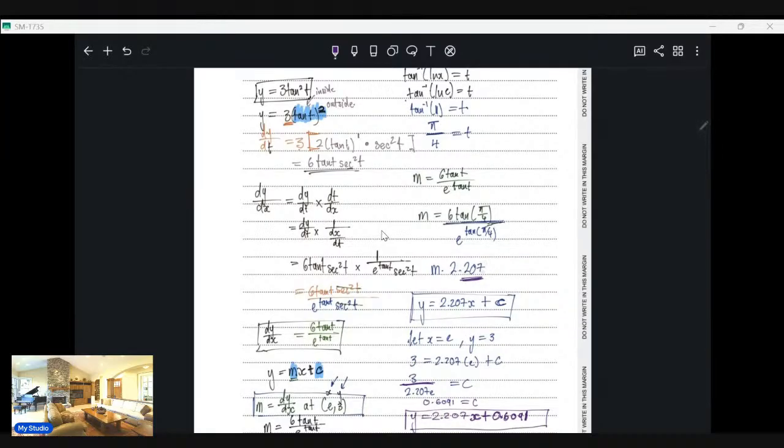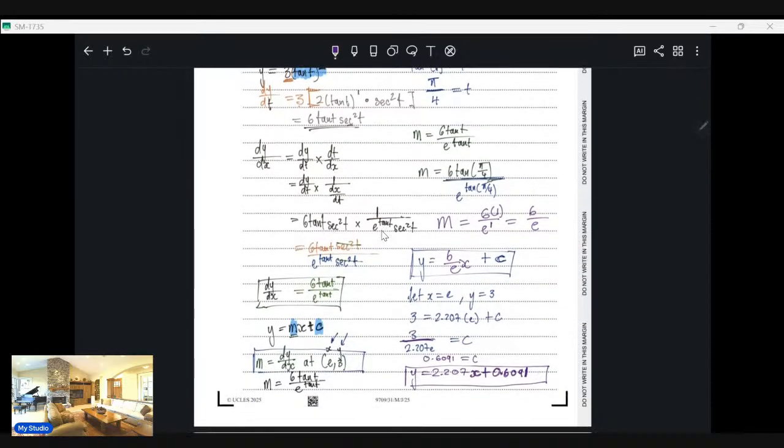What is tan pi over 4? What will you get? Isn't it 1? So m is 6 over e, because it will be 6 times tan pi over 4, which is 1, and it will be e to the tan pi over 4, which is 1 also, okay? So it is 6 over e. Can you see this? So our m is 6 over e, okay?